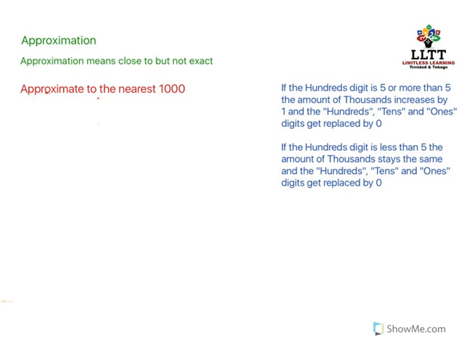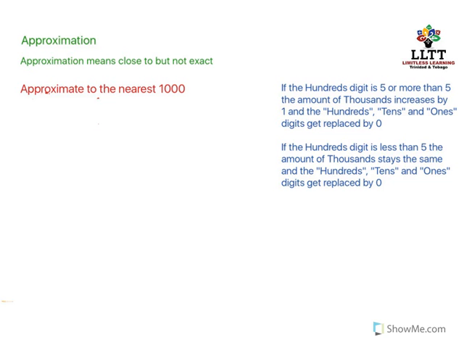Okay, so now we're talking about approximating to the nearest 1,000. So again, now we're looking at the hundreds digit. If it's 5 or more than 5, then we're going to increase the amount of thousands by 1, and then the hundreds, tens, and ones digits get replaced by 0. And if we look at the hundreds digit and it's less than 5, then the amount of thousands will stay the same, and the hundreds, tens, and ones digits get replaced by 0. So let's look at an example.